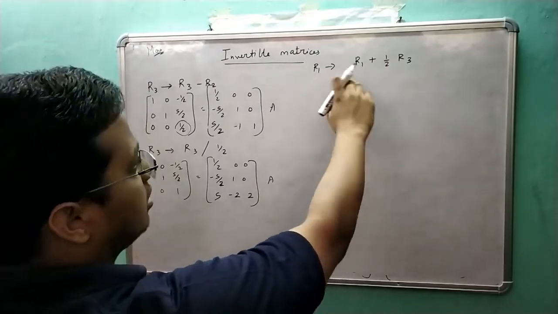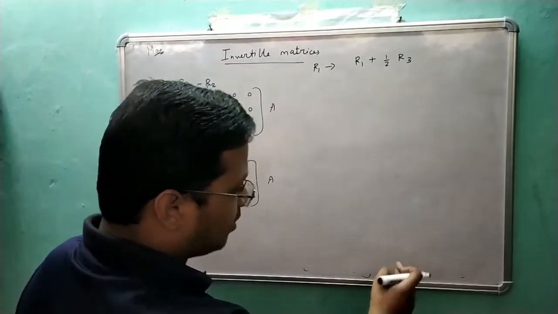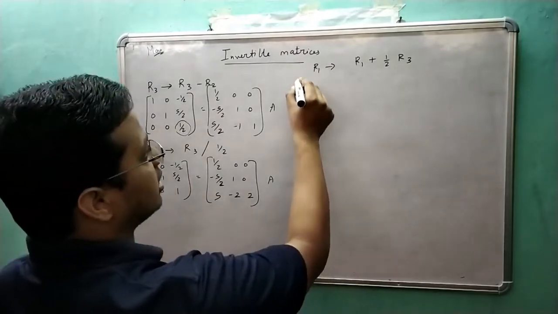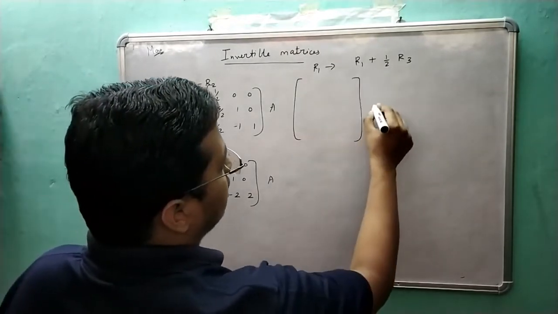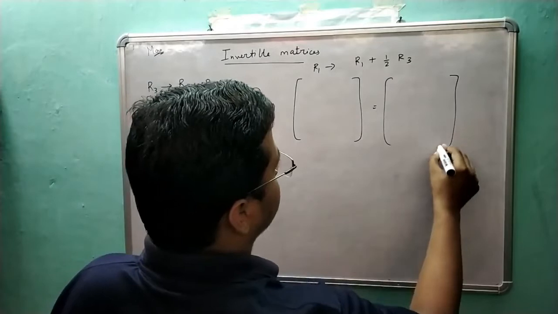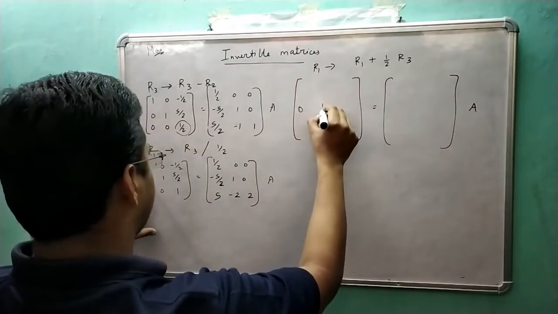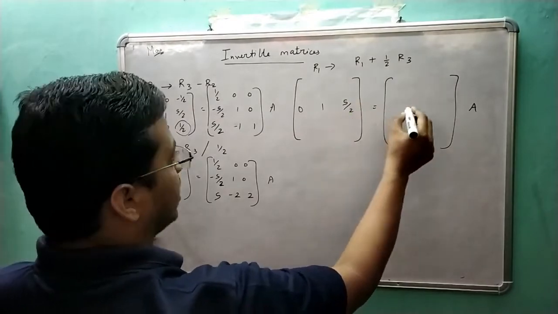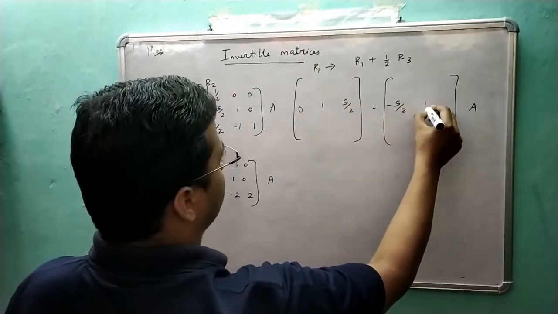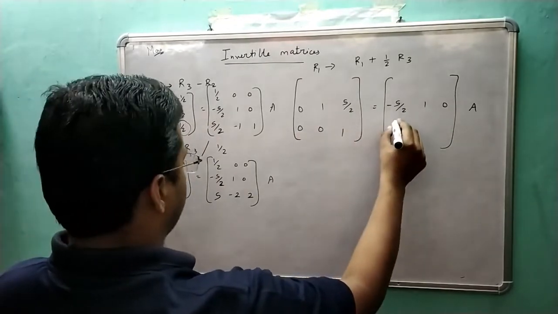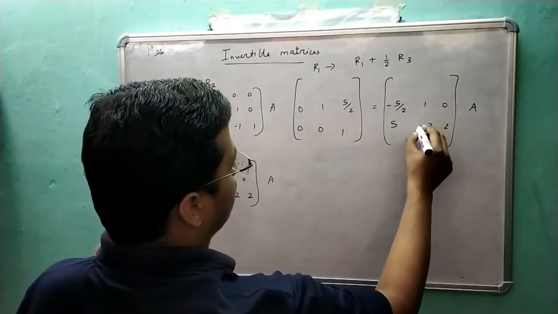These elementary row operations that I am applying will come to you with practice. So practice as much as you can. So our equation will become, since R1 is changing, R2 and R3 will remain same. So 0, 1, 5 by 2, minus 5 by 2, 1, 0, 0, 0, 1, 5, minus 2, 2.